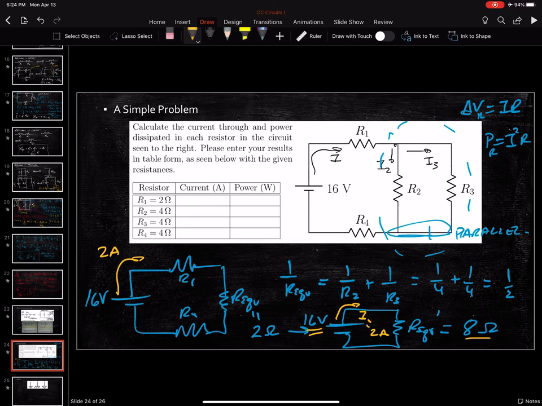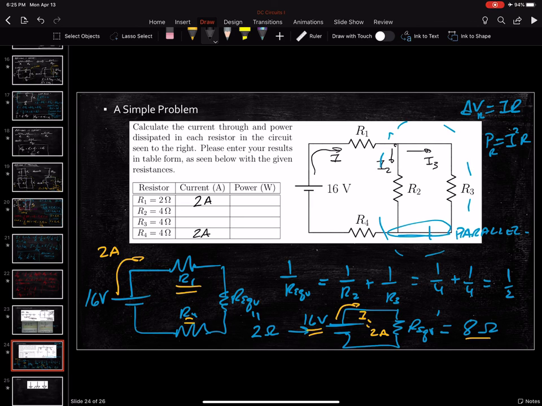But that 2 amps is the same as is traveling through R1, and it's the same as traveling through R4. Why? Because of the junction rule. At this point here, there's no junction. Whatever current is flowing out of the battery goes through R1 and R4. And so I can go ahead and write in the resistor at R1 has got 2 amps. The resistor at R2, I don't know yet. I don't know 3, but I do know 4. That's also 2 amps.